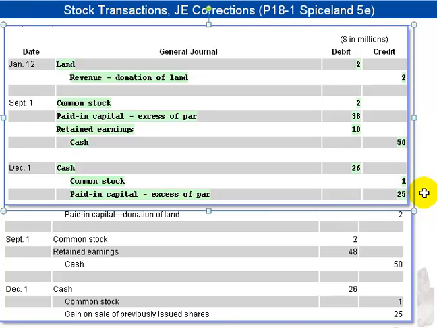So we never record a gain on trading in our own stock. We don't record a gain or a loss. Instead, we take those differences to paid-in capital and to retained earnings when we've used up any paid-in capital that was previously recorded. Okay, and that's this problem, everyone.